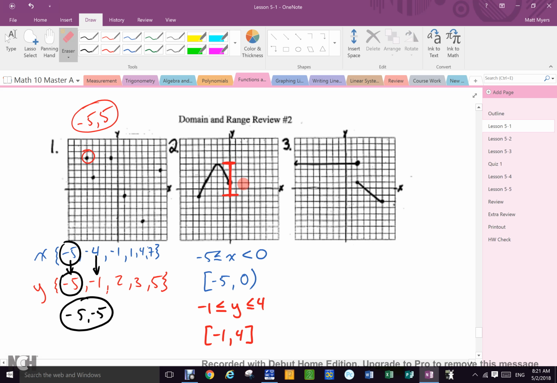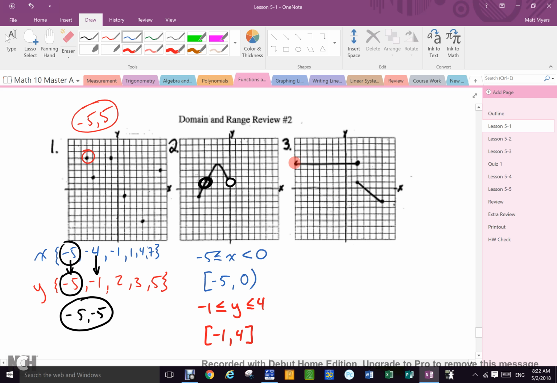Now, somebody always says with this question, but Mr. Myers, you said that's an open dot. And in my range, you say it goes from -1 all the way to 4. But it doesn't include that dot. And that dot is between -1 and 4, doesn't it? But it does include that because over there it hits -1. Does everybody understand? So even though this point doesn't exist, that range value of 1 does. Everybody cool? Okay.